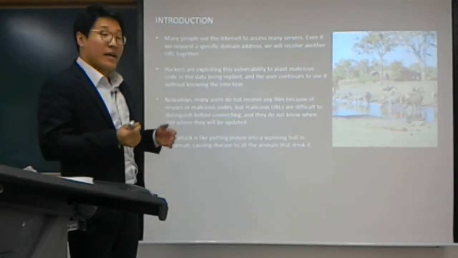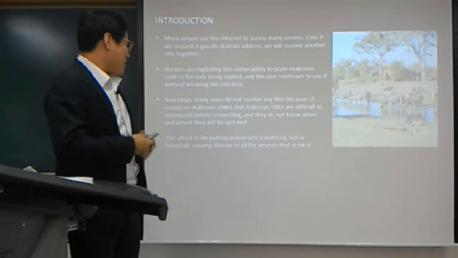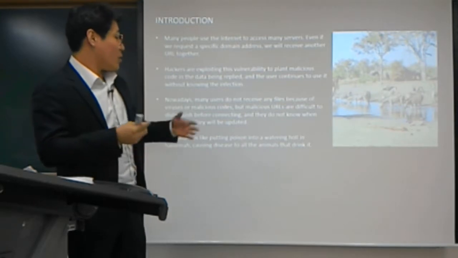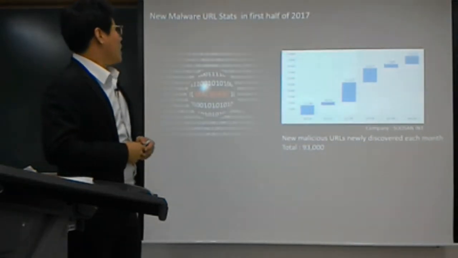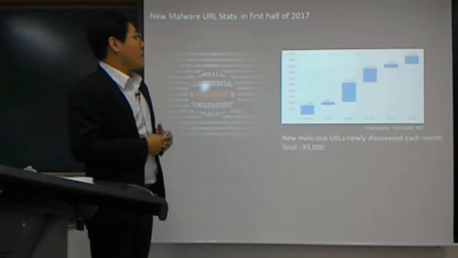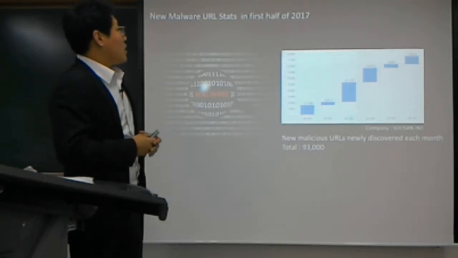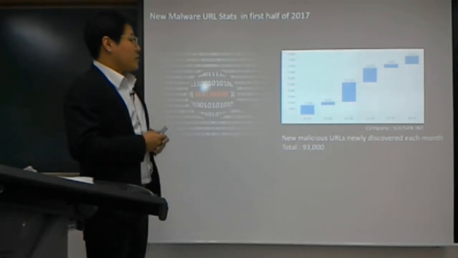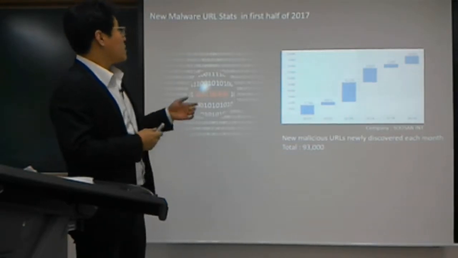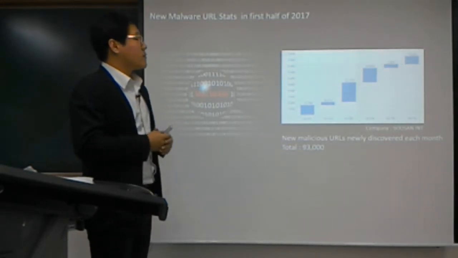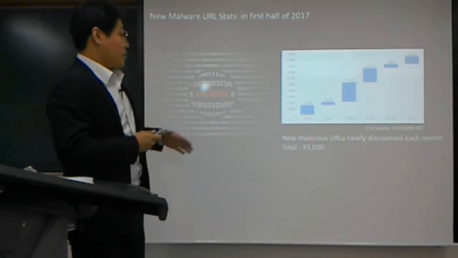This attack is like putting poison into a watering hole in the savanna, causing disease to all the animals that drink it. This is a Korean company, named Susan INT. They found newly discovered malicious URLs each month. In the first half of 2017, they found a total of 93,000 new malicious URLs.